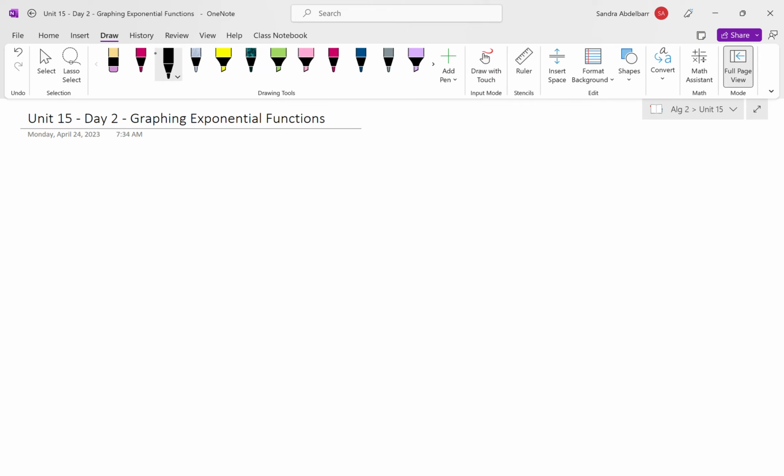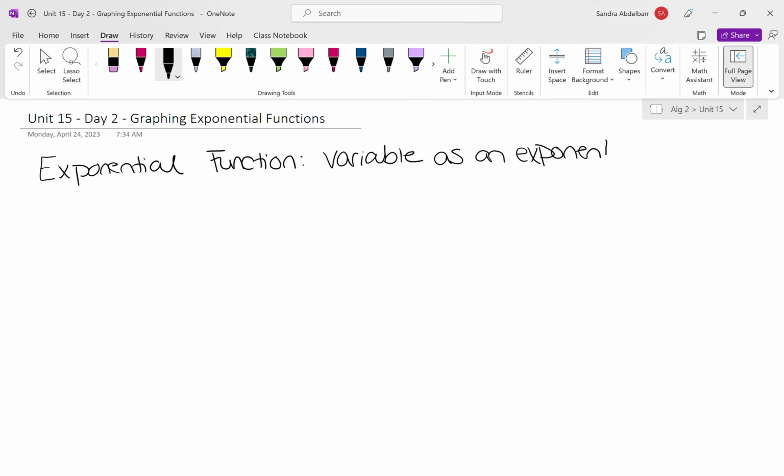Okay, so what is an exponential function? An exponential function is when your exponent is the variable. So an exponential function is when your variable is the exponent. So an example would be f of x equals b raised to the x, where b has to be greater than 0.